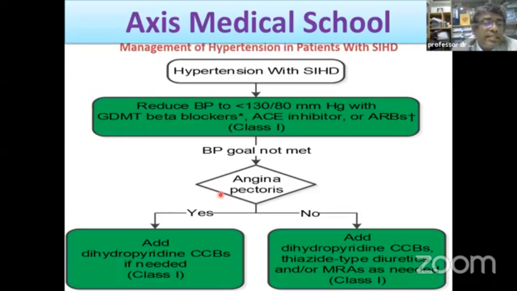in that case, we have to add dihydropyridine calcium channel blockers, which is a class 1 indication. If the patient's BP goal is not yet met, that is BP is not controlled enough, but the patient has no angina, in that case, dihydropyridine or thiazide diuretics or MRA, mineralocorticoid receptor antagonist, may be added as second-line therapy, and this is a class 1 indication.